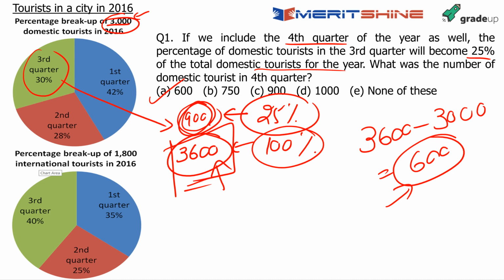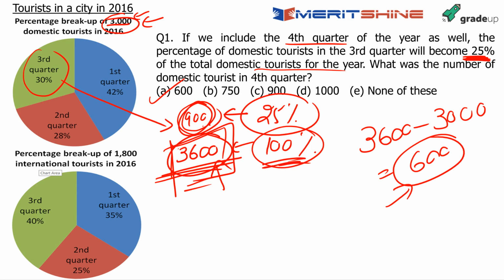This 900 becomes this 25% here. If 900 is 25%, what is 100%? It's 3600, 4 times of that. So the number of domestic tourists in this year is 3600 for all the 4 quarters. For the 3 quarters, it's given as 3000, so 3600 minus 3000 is 600. 600 becomes your answer in this case.